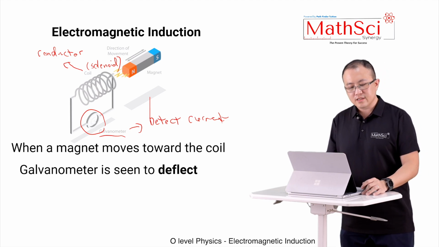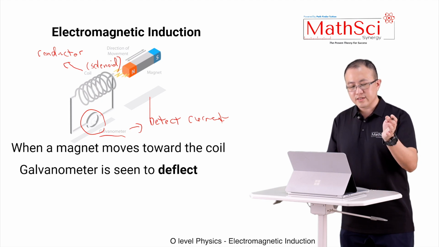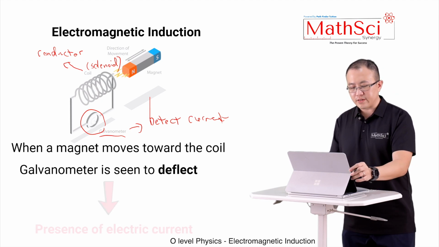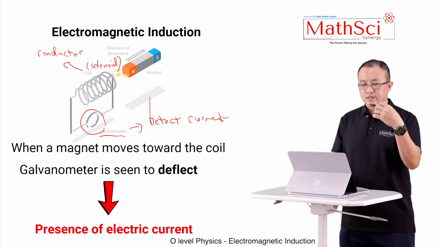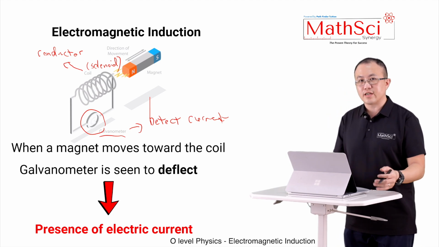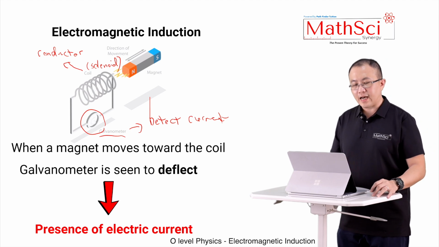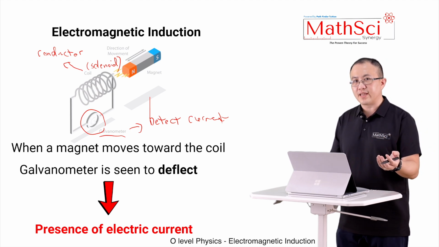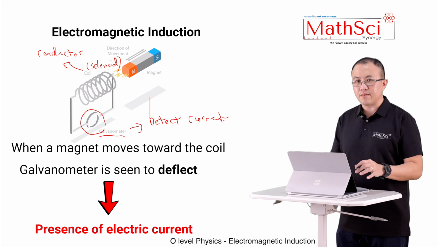Okay, and of course, when the magnet moves towards the coil, there will be a deflection. And from the deflection, we suggest that there must be the presence of electric current. So energy is actually present, which can only be explained by the movement of the magnet. As you can see in this setup, there was no battery at all.